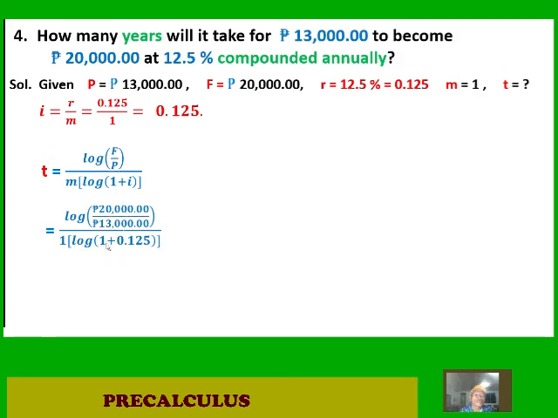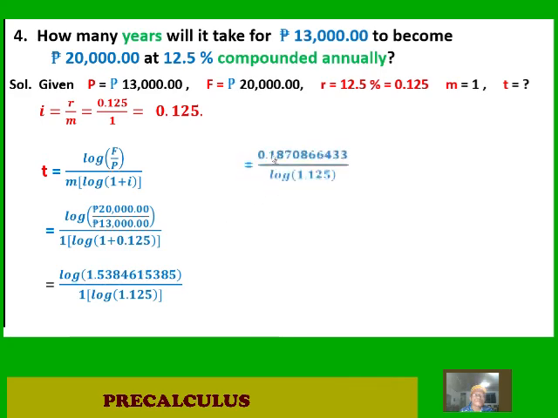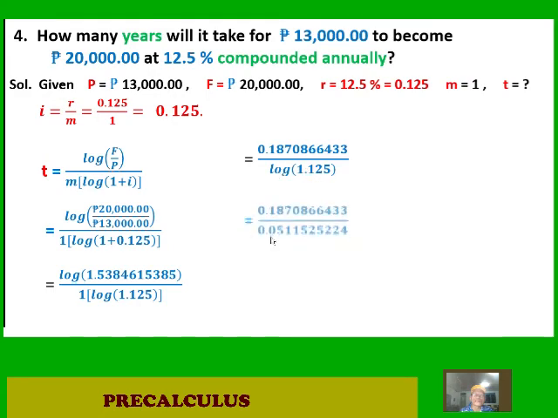Divide this one and add. So the quotient is this number, and the sum of 1 plus 0.125. Then take the log of this number. Then 1 times log of 1.125. Then take the log of this number. After that, divide. So time is 3.66 years.